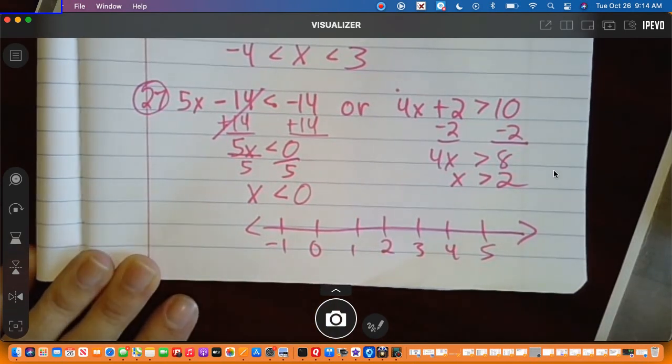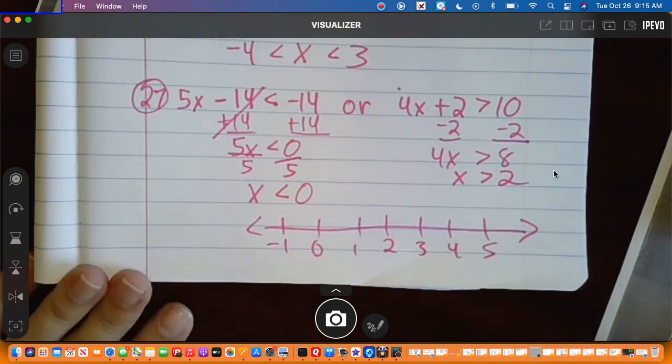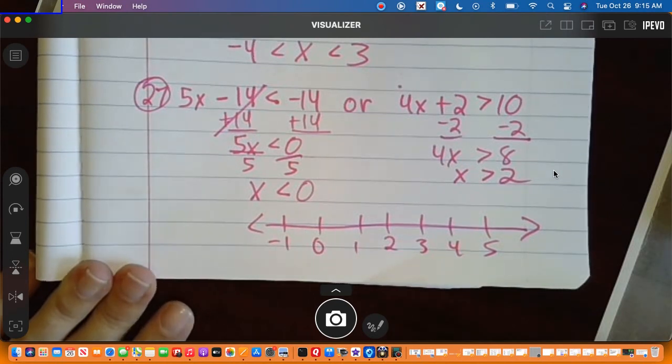Okay. Did you skip 26 on purpose? I didn't do 26. We don't have it on the test. I didn't teach that one, so it's not on the test.